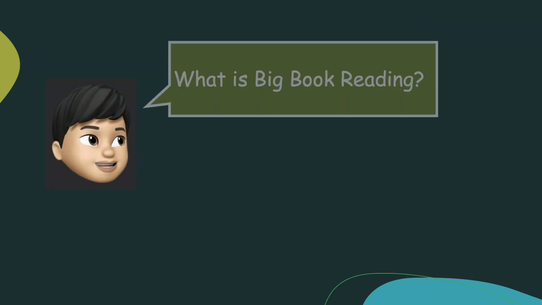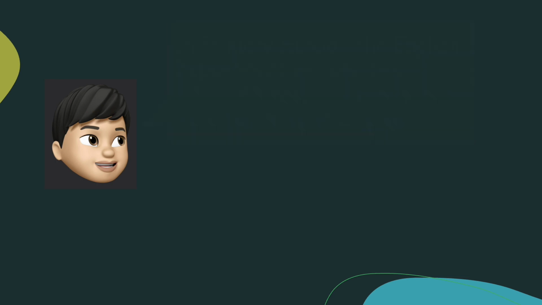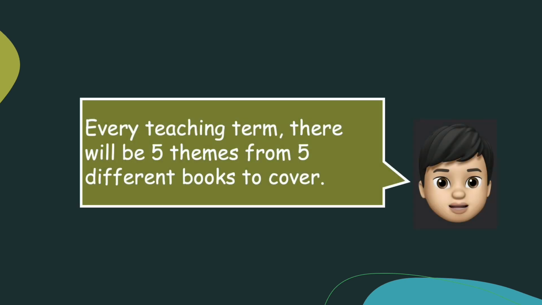So what is big book reading? In primary school, especially for P1 and P2s, the English department will use the Stellar resources provided to do our daily teaching of English. In these Stellar resources, the big book is included as part of the English teaching, where teachers and pupils will engage in storytelling and discussion together. Every teaching term, there will be 5 books to cover, and in each book, we can take up to 2 weeks to teach the pupils.